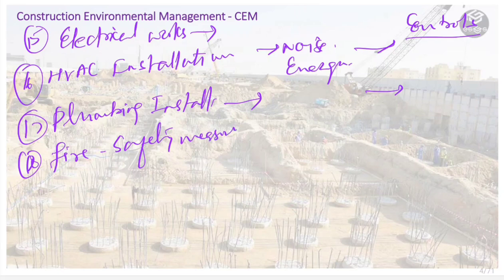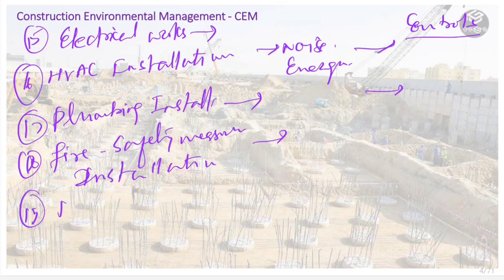Next activity is fire safety measures installation. What can be the environmental impact? Waste generation, and compliance issues can arise if materials are not disposed of properly. Then what we need to do? Follow regulations and recycle material used in fire safety installations to minimize the waste.